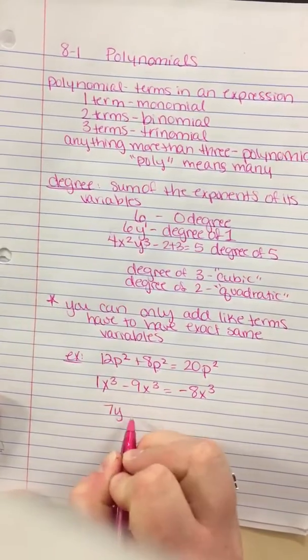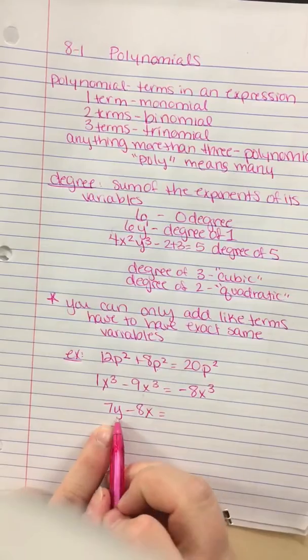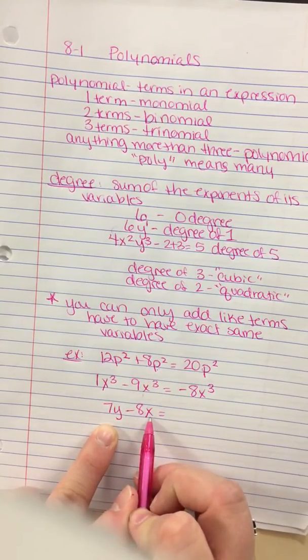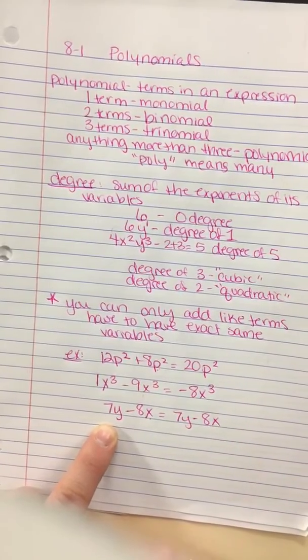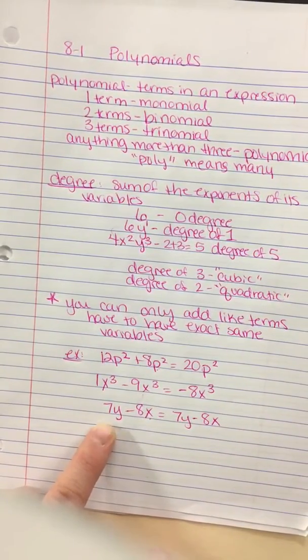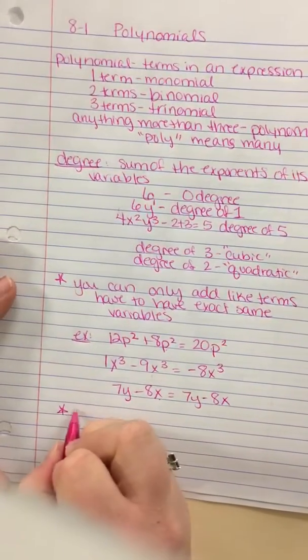Okay, what if we have 7y minus 8x? They have to be exactly the same. This is a y and this is an x. Can we put those together? No, so that's already in simplified form. Okay, leave that alone. Okay, one quick other thing that you need to know. Standard form.